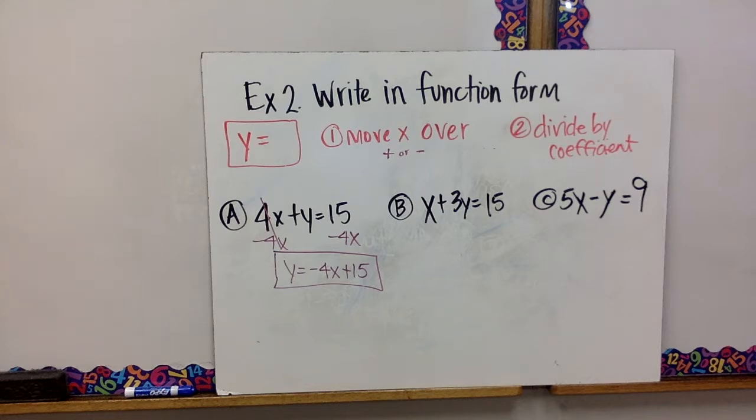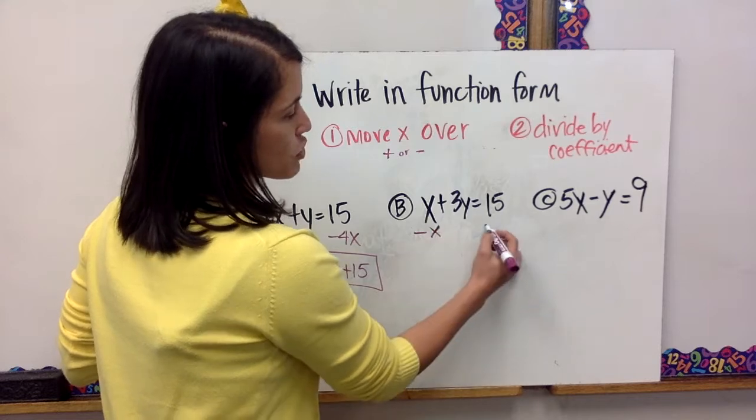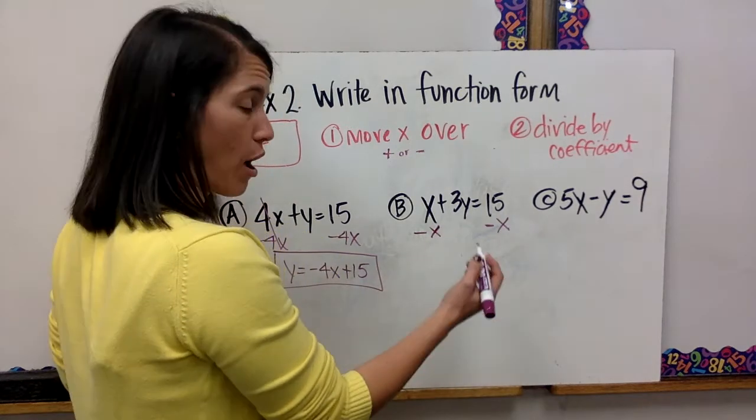B, x plus 3y equals 15. Oh, they both have 15. No, not really. We are going to subtract x on both sides.